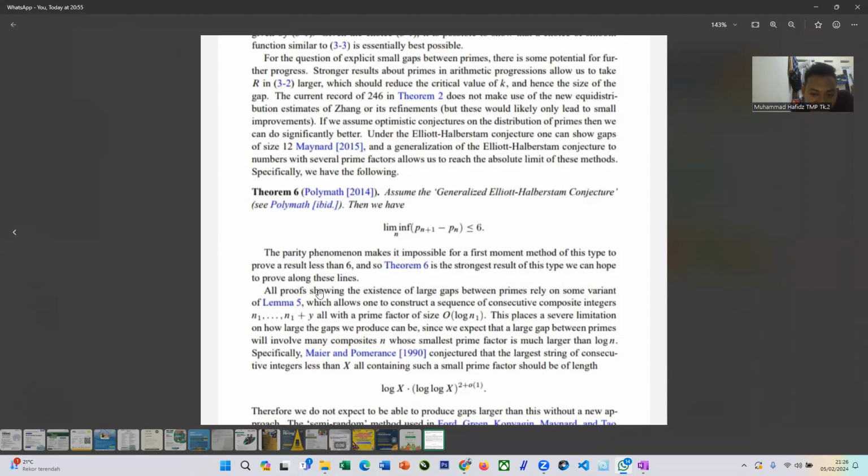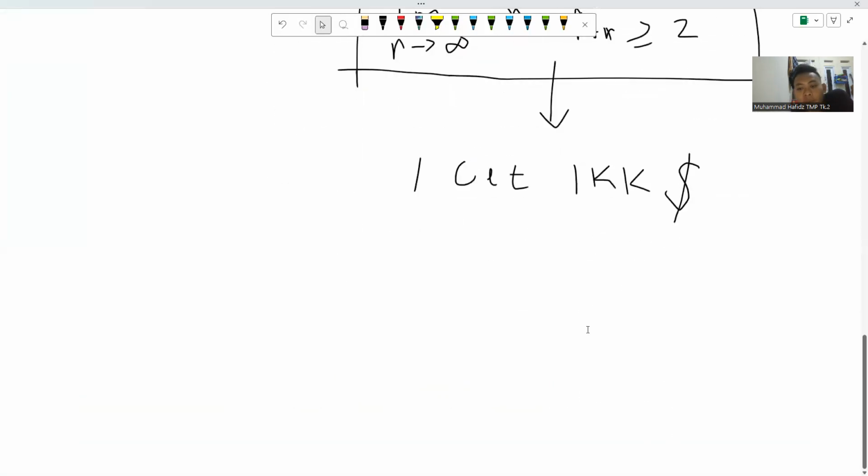So this is the problem. We cannot make the equation, the limit, go below 6, because we have a problem in the mathematical method. So why is this conjecture so big a problem in mathematics?